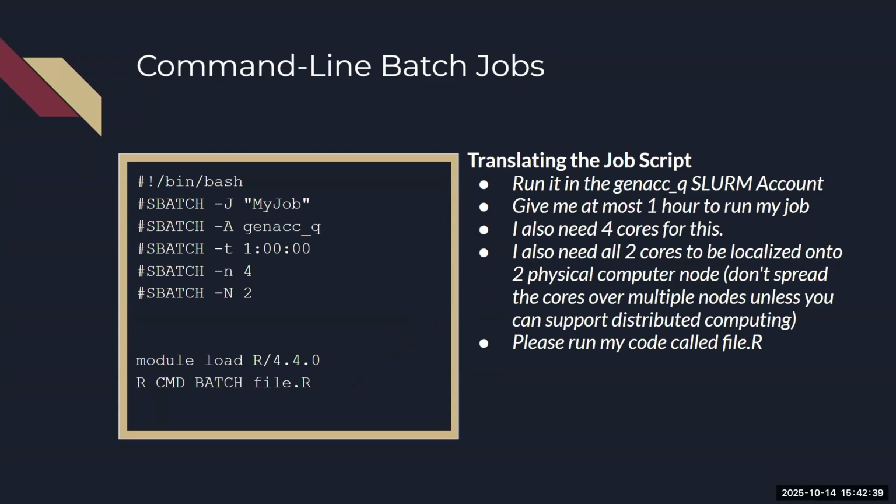Okay, so this is the summary, right? My job is called my job. There's a general access queue. It's gonna run for 1 hour or at most 1 hour. It's gonna use 4 cores in 2 nodes. It's gonna load R and run my script. Okay, so that's the condensed version of what my job is doing.